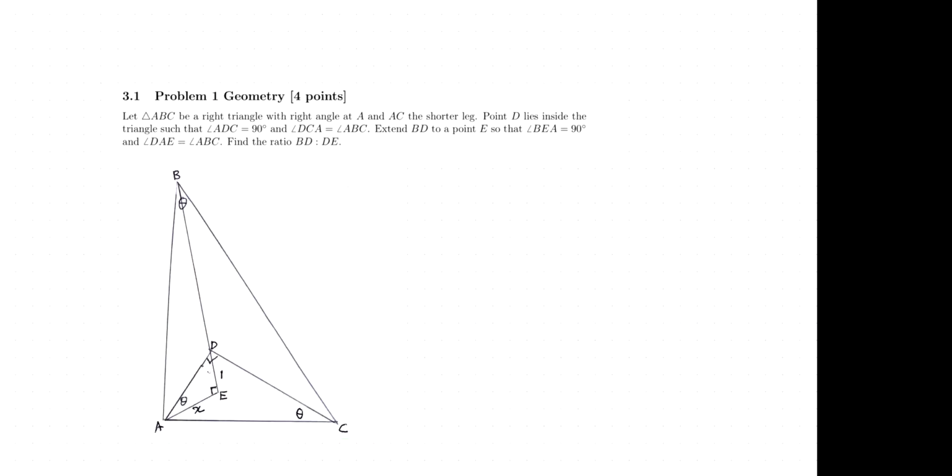So we know that triangle ABC is similar to triangle DCA, and it's also similar to triangle EAD. Does everyone see why that's the case?